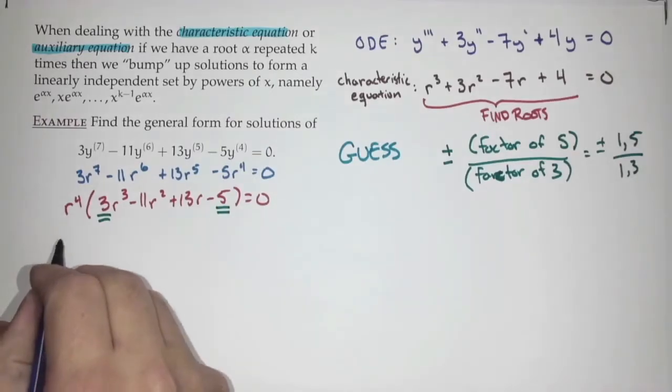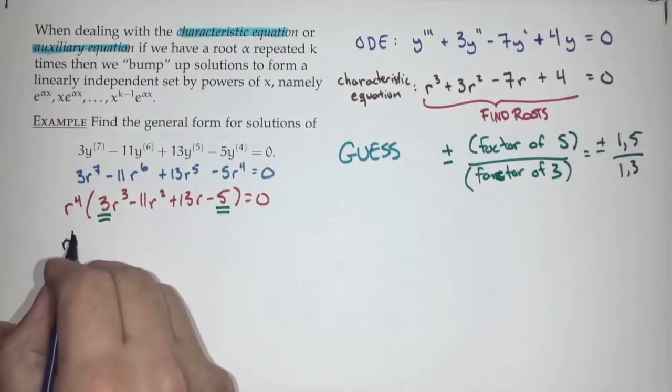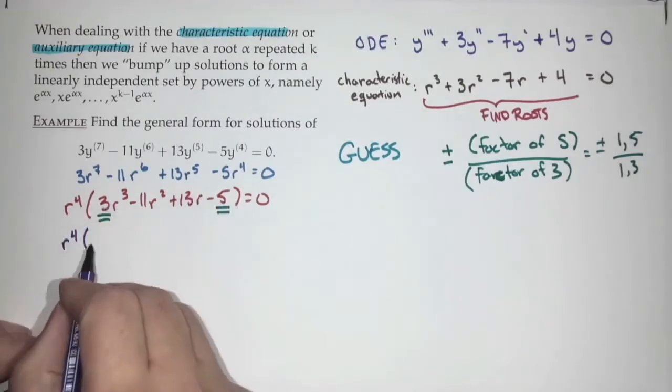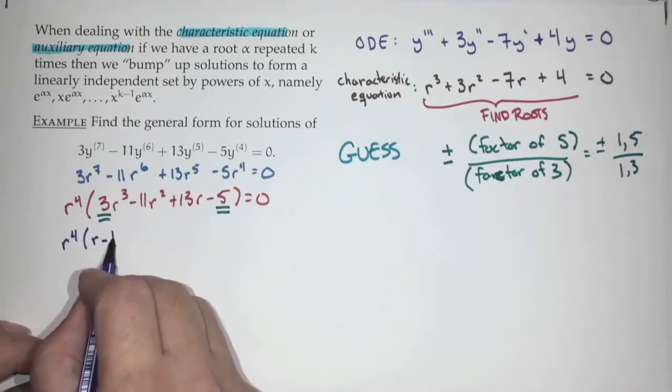Now, what does that tell us? It tells us that our polynomial is r to the 4th. Because 1 is a root, that says r minus your root is a factor.